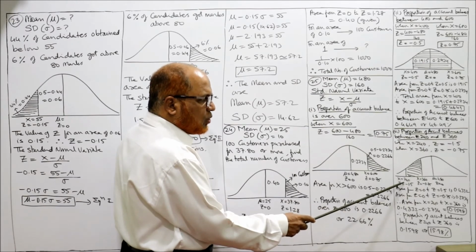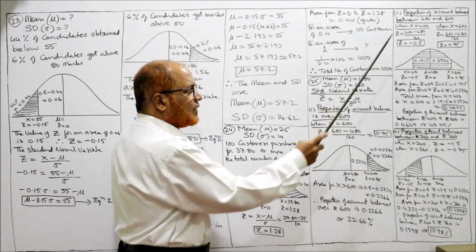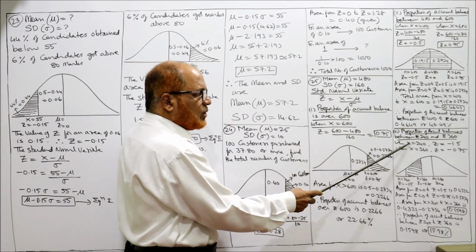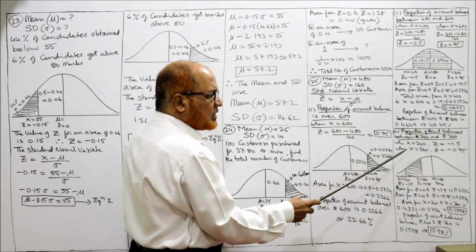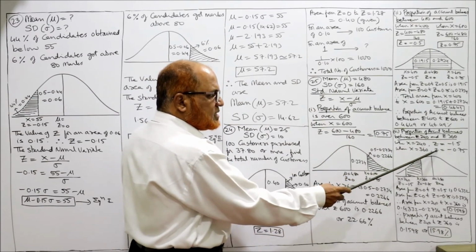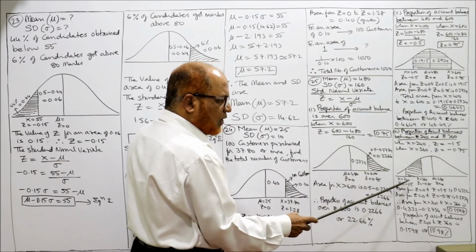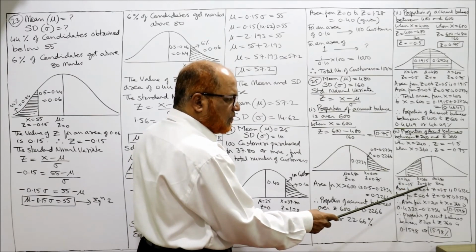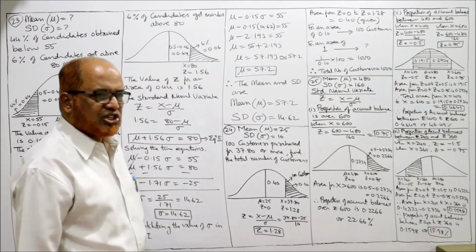When x is equal to 240, the z value is minus 1.5. Substitute in this formula, x minus mu by sigma. Substituting x is equal to 240, the z value is minus 1.5. Similarly, taking 360 in place of x, the z value is minus 0.75. So here x 240 gives z minus 1.5, x 360 gives z minus 0.75. This shaded region we require.